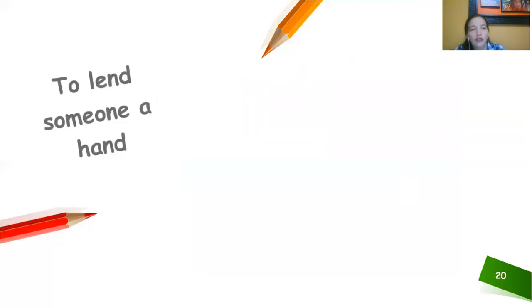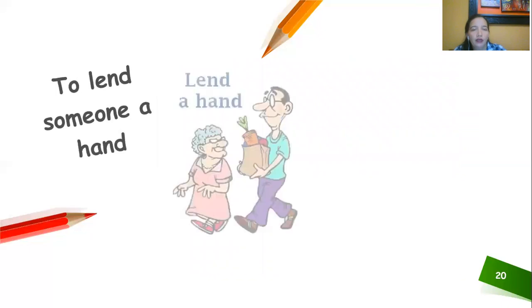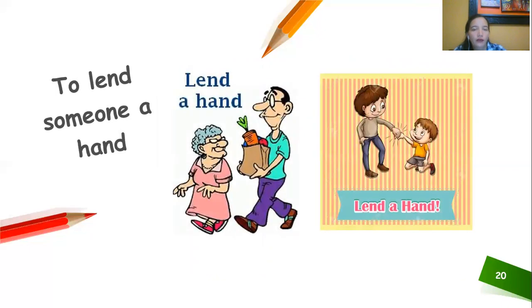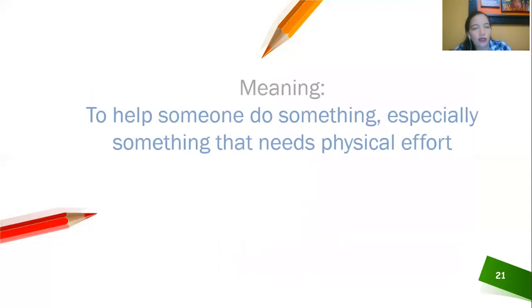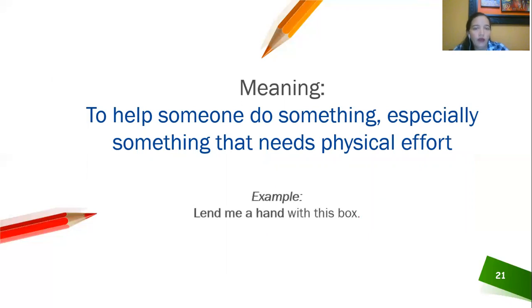Next one, to lend someone a hand. Here we have the man helping the old woman with the groceries. The other guy is helping the kid that maybe fell down. So to lend someone a hand is to help someone do something, especially something that needs physical effort. For example, lend me a hand with this box. It means that you're asking for help to carry the box, okay? That's to lend a hand.